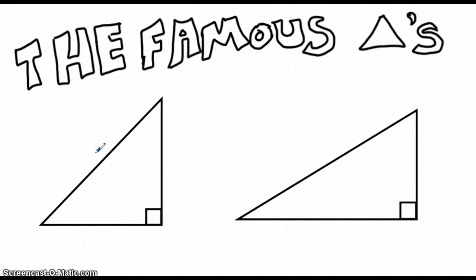Okay, I had to reframe this. So we have our famous right triangles. The first one is a 45, 45, 90 triangle for obvious reasons. We have two 45 degree angles and a 90 degree angle.